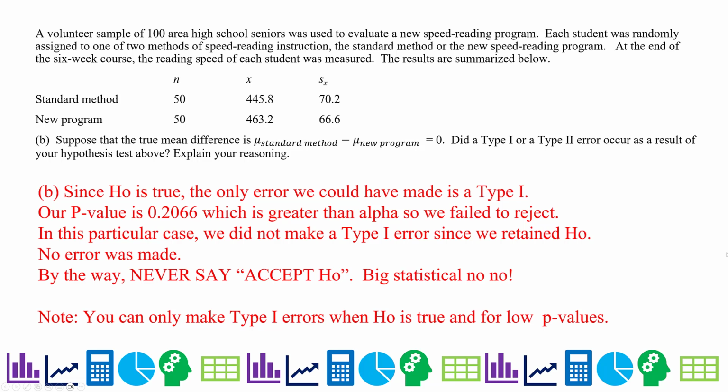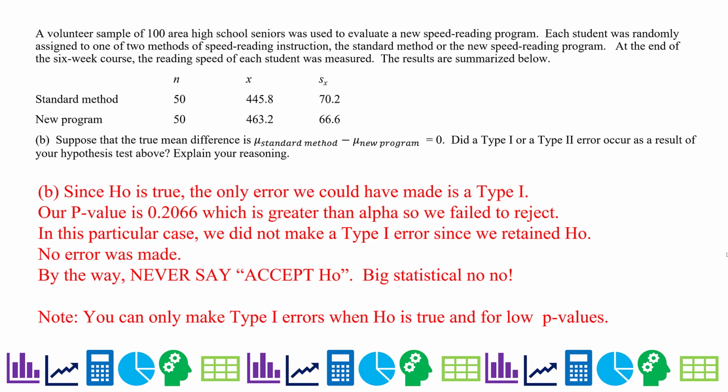Okay, now going on to part B. Let's say the true mean difference, I unveil the curtain and I tell you the truth is it's really 0. It's exactly the same. Did a type 1 or type 2 error occur as a result of your hypothesis test? Well, that means the null is true. Did we stay with our null? We did because of our high p-value, right? So we failed to reject. In this particular case, we did not make a type 1 error since we retained H0.